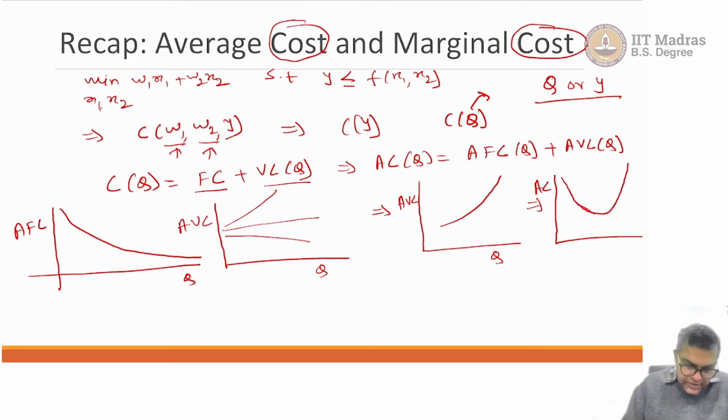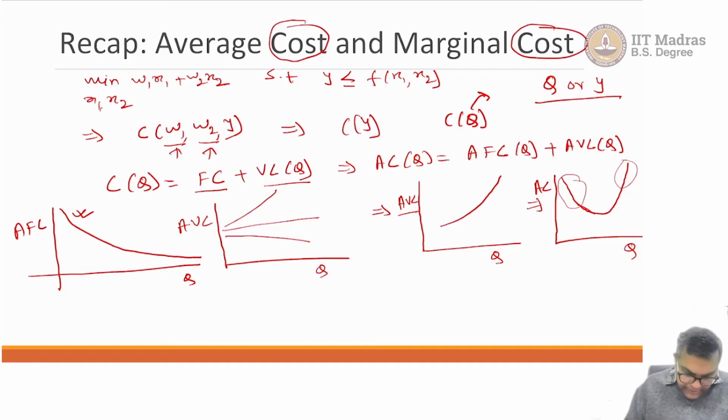Why does it go down first? Because the average fixed cost effect dominates the average variable cost effect, and later on average variable cost dominates average fixed cost. So in the beginning it is guided by average fixed cost and later it is guided by average variable cost, and this is the way it looks.